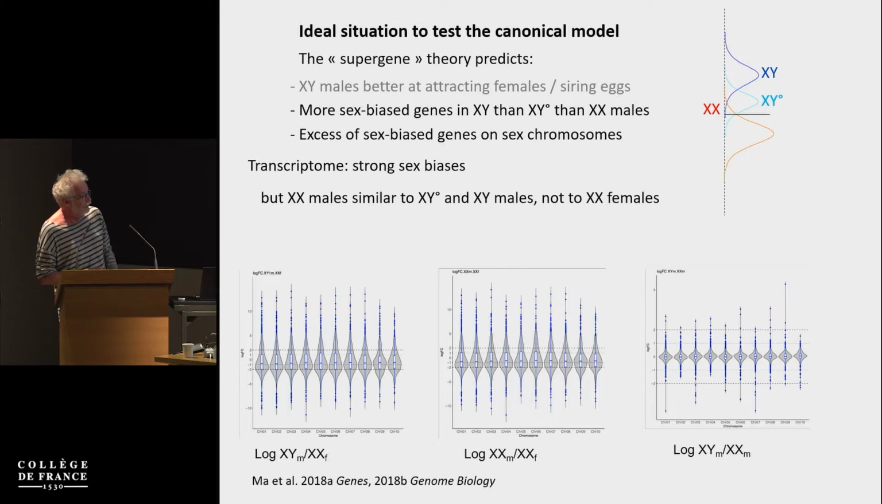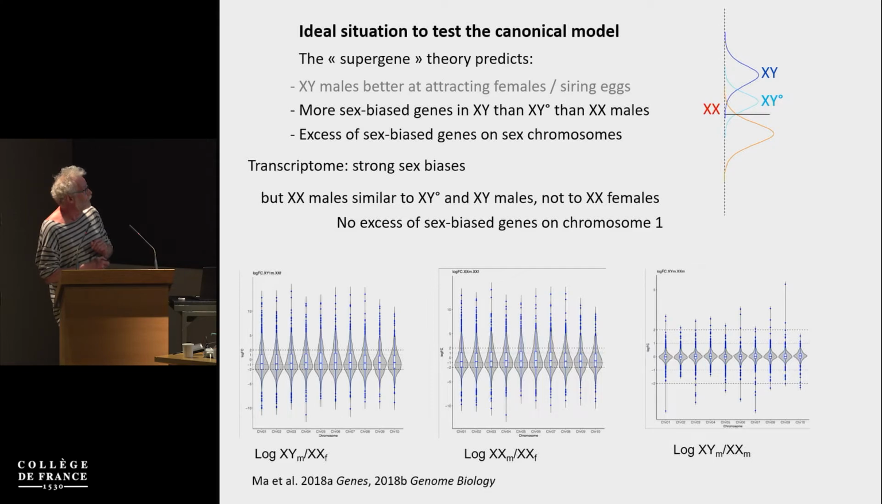And if we contrast XY male to XX male, then the pattern is drastically different. So the scale is different. There are a few genes which are more expressed in XY males and a few in XX males, but this is mostly due to the small sample size. But the contrast is very drastic between the two situations.